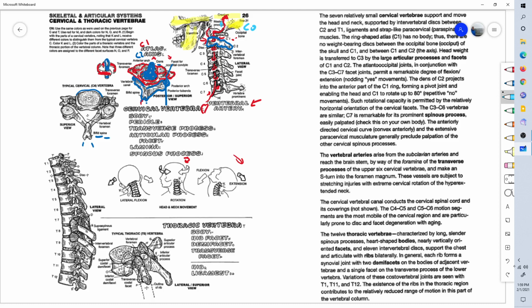And moving down, the C3 vertebrae here, the inferior articular process, the spinous process, the superior articular process, C4, the body, the superior articular process, the inferior articular process, spinous process, C6, the body, the superior articular process, the spinous process, the inferior articular process, body of C6, the inferior articular process, the superior articular process, and the spinous process of C7. This is called the vertebral prominence.